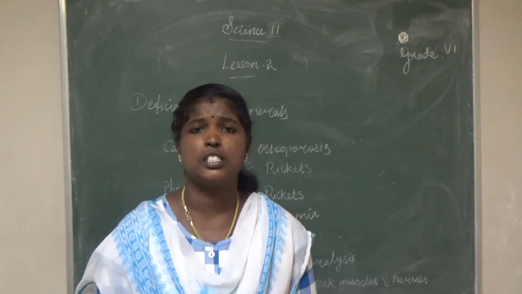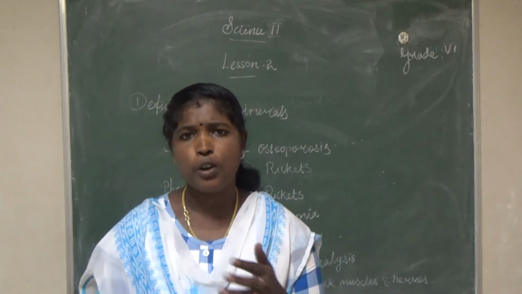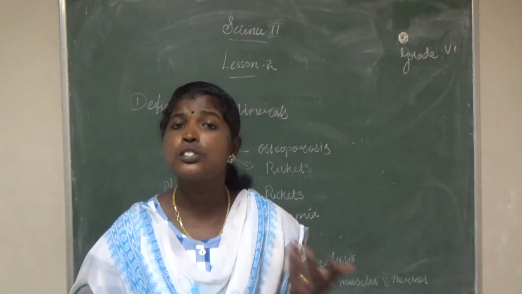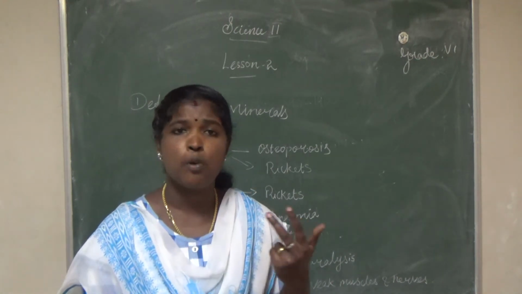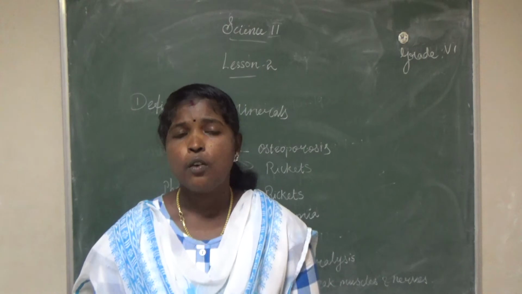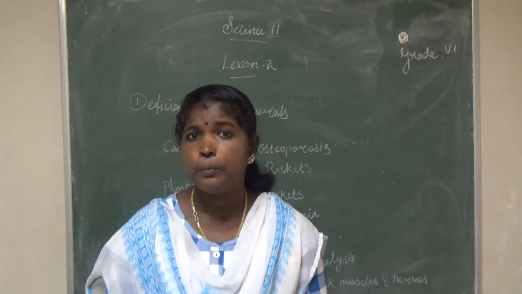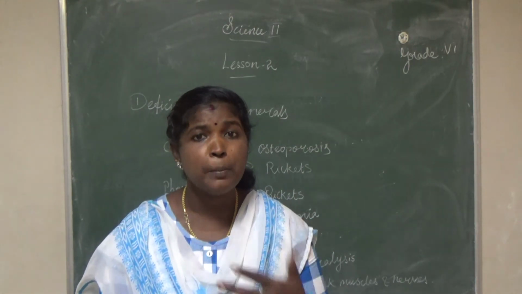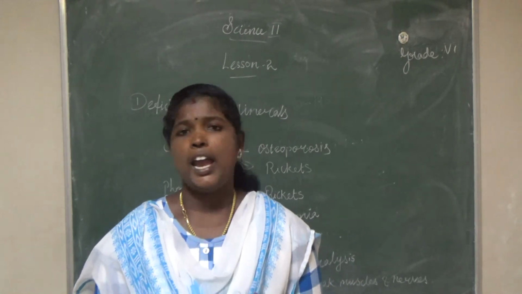Then next, water. Almost 70% of our body weight is water. What are the functions of water? Water helps to regulate our body temperature. Water helps to transfer substances inside our body. Water helps to absorb nutrients in the body. And also it is helpful for some chemical reactions such as digestion and excretion.